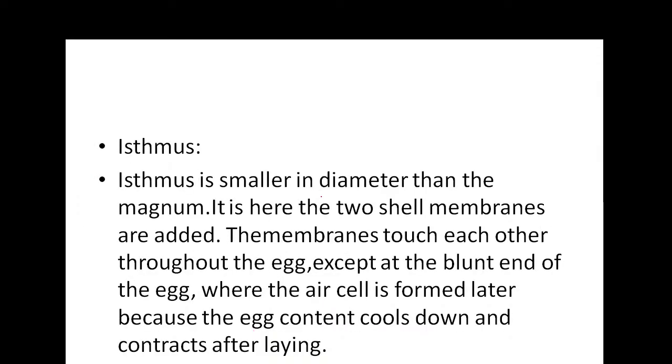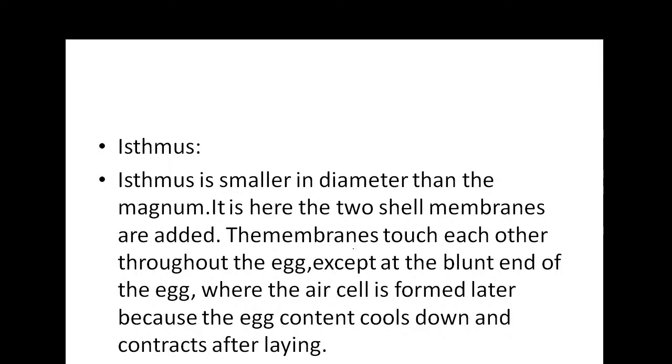Isthmus is small in diameter. After the magnum, the isthmus is small, and it is here that the two shell membranes are formed. When you crack an egg, you might have noticed under the eggshell there is a transparent, semi-transparent layer. That's known as the membrane or the shell membrane.